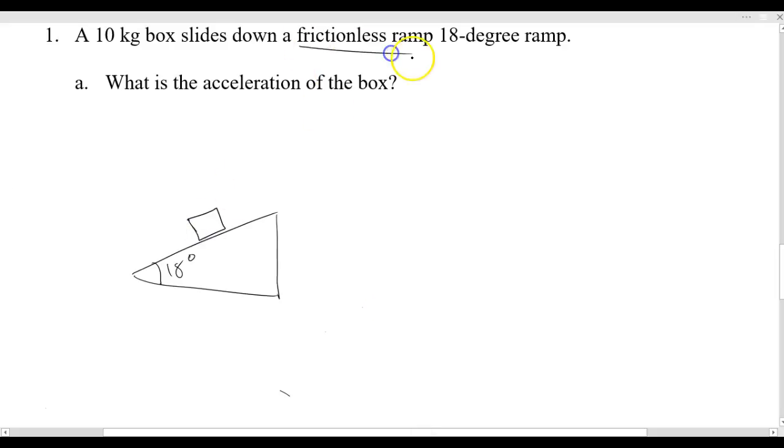So it says it's frictionless, so there's nothing holding it up. So that means that we have mg, which is the force of gravity. Now the normal force is perpendicular to the surface, so it's going to be off at an angle. Okay, now those are the only two forces that are acting on this box. So I'm going to redraw my free body diagram. So here's my free body diagram. That's my box. There is the force of gravity, and then my normal force.